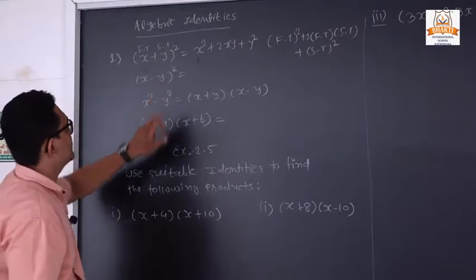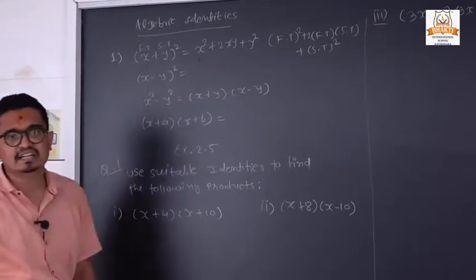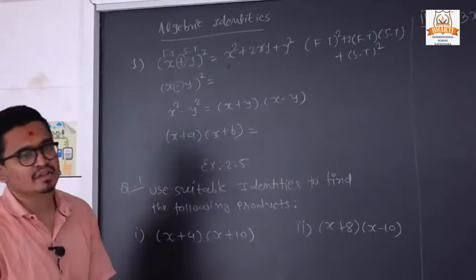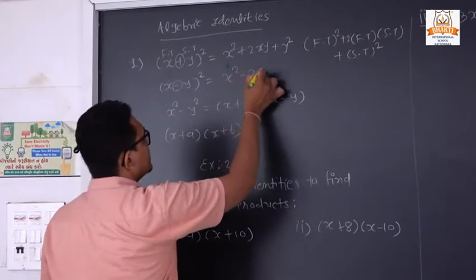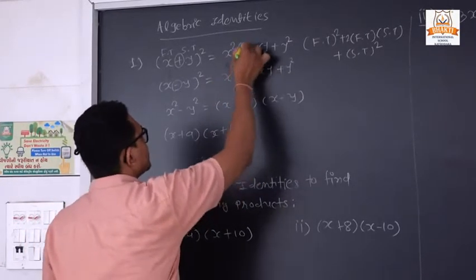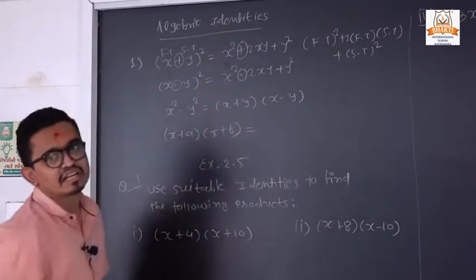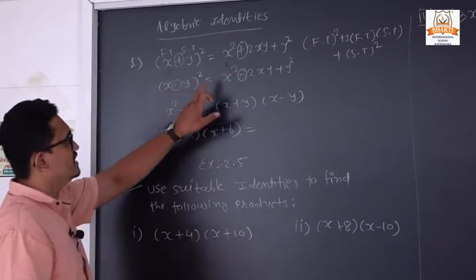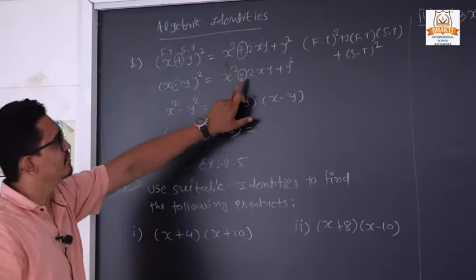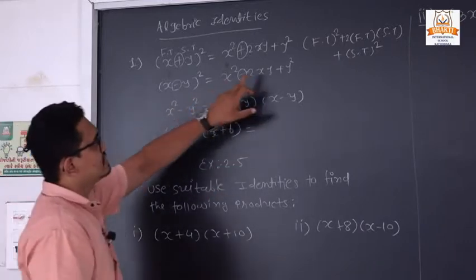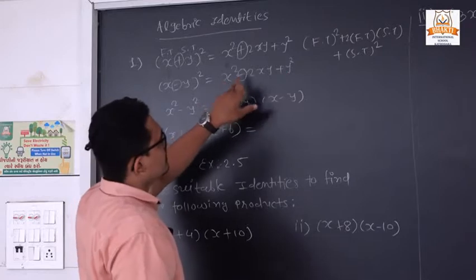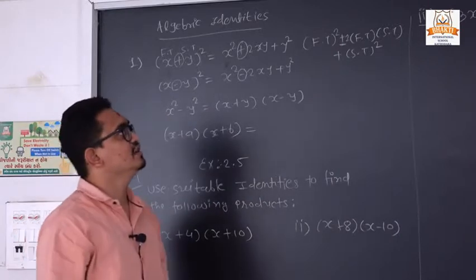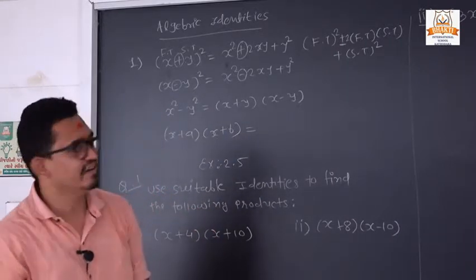Second, (x minus y) all square. What is the difference between this identity and the previous one? Here we have a plus sign and there we have a minus sign. The answer remains the same, but there is a little change: if we have a plus, we put plus, and if we have a minus, we put minus. So we remember it as first term all square, then the plus is replaced with minus: minus 2 into first term into second term, plus second term all square.